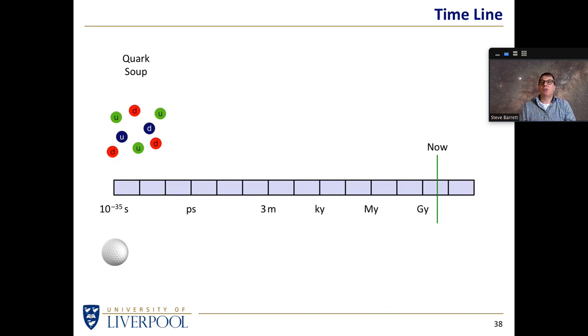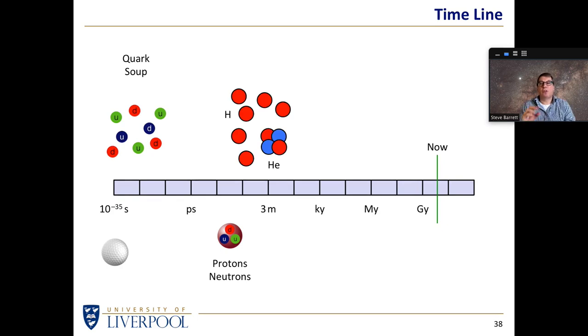And the universe was too hot for those quarks to do anything until we get to the point of order a second or so, where quarks can start forming protons and neutrons. And if we wait a few hundred seconds, those protons and neutrons can start making atomic nuclei. And at that point, we can predict that most of the nuclei should end up as hydrogen, and a little bit, 25%, will end up as helium.